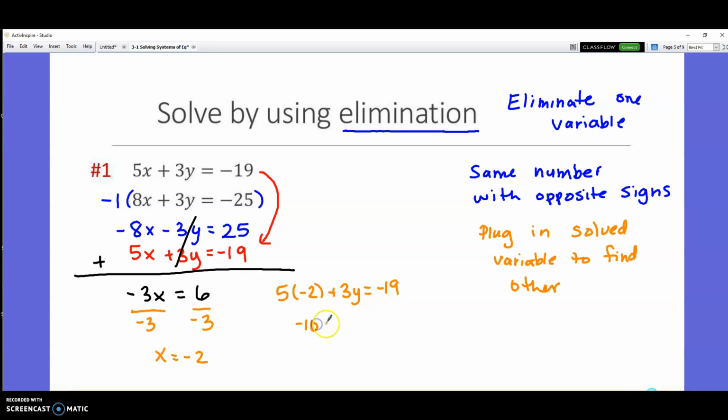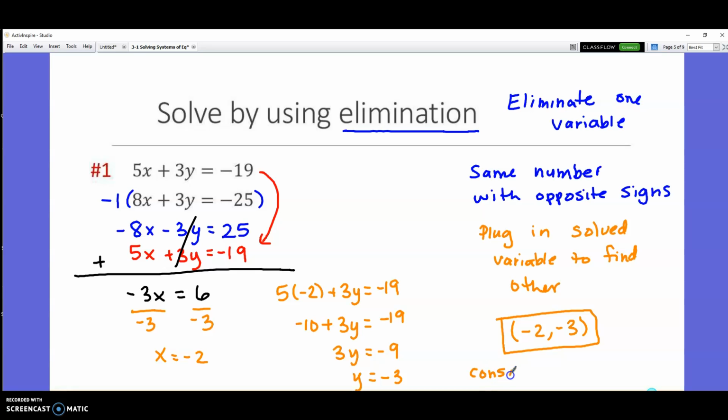So I would have -10 plus 3y equals -19. Add 10 to both sides. 3y would equal -9. Divide by 3, y would equal -3. Okay, so x is -2, y is -3. My solution is -2, -3. And that would make this consistent and independent.